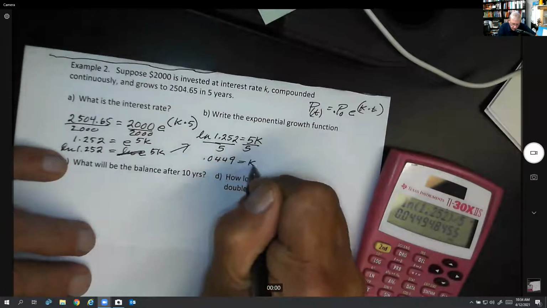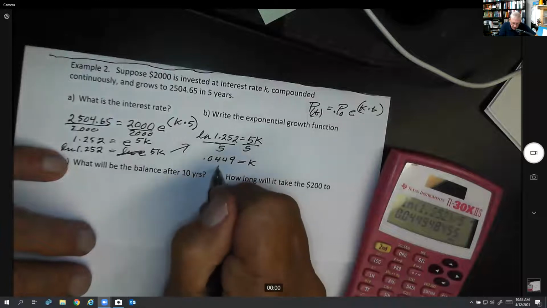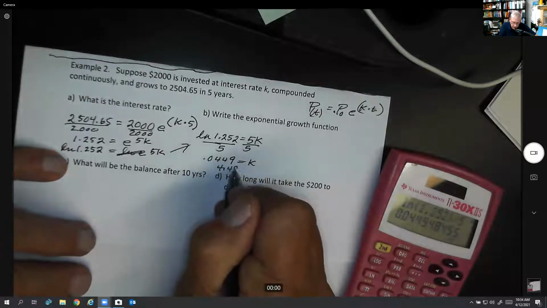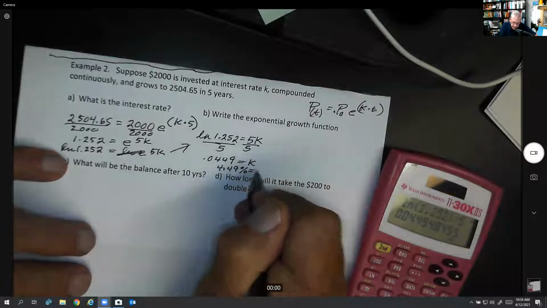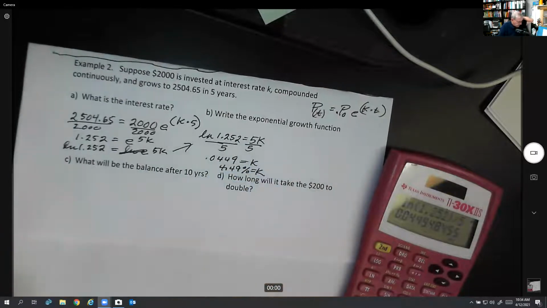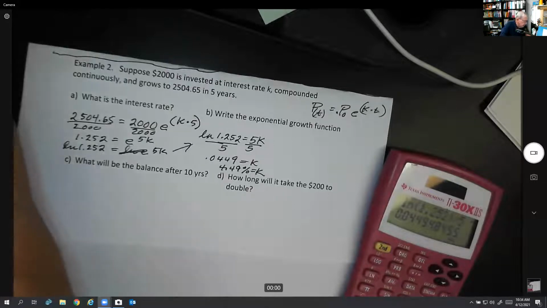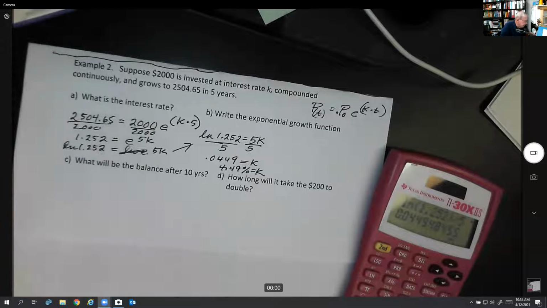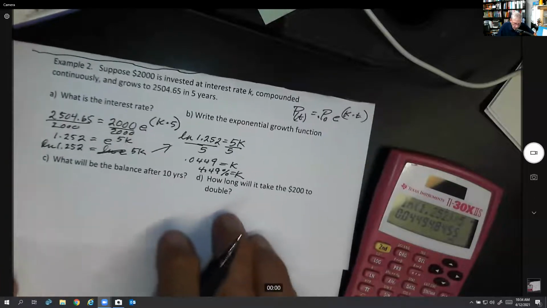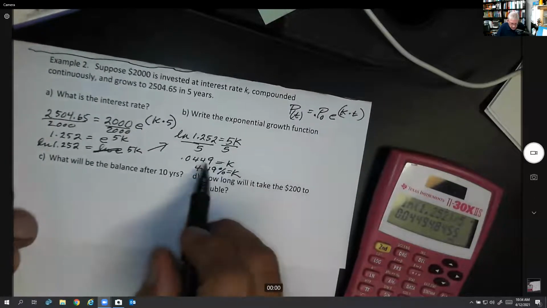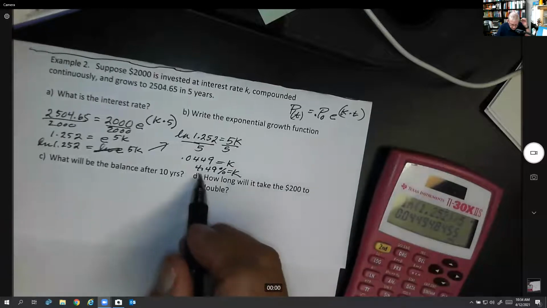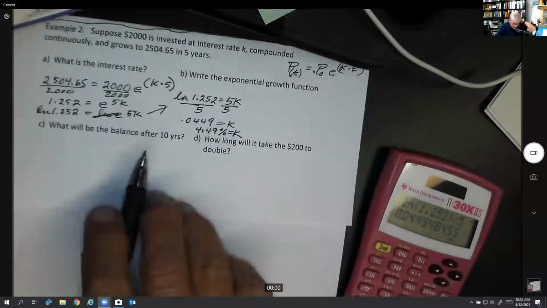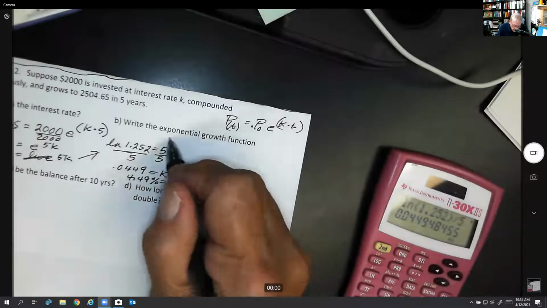equals k. Or if I want to write that as a percent, it would be 4.49%. There's your interest rate. Let's see if we get it right. This is example 2 in the book, so we can double check. And they rounded it off to 0.045, so 4.5%.